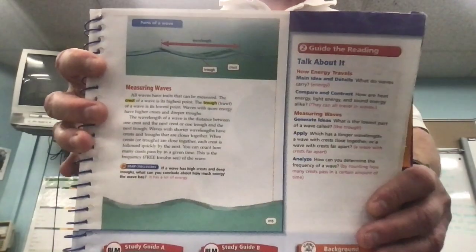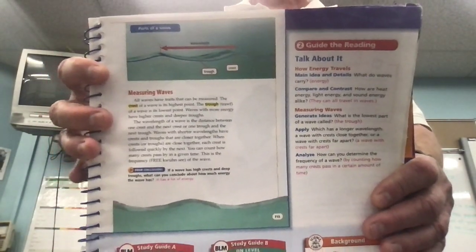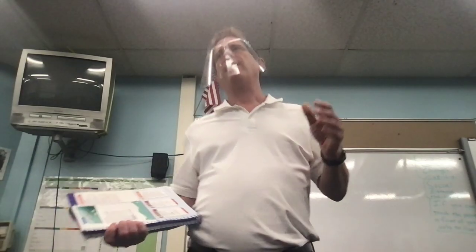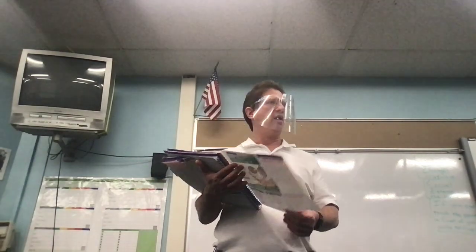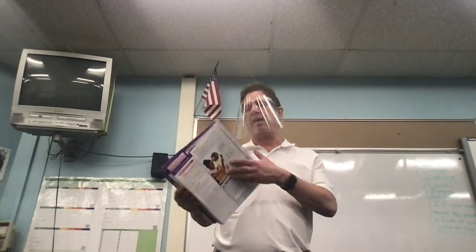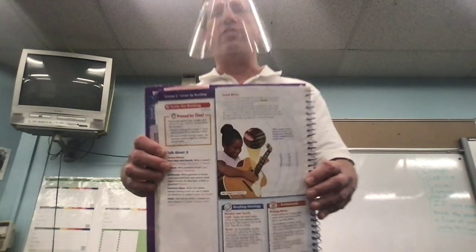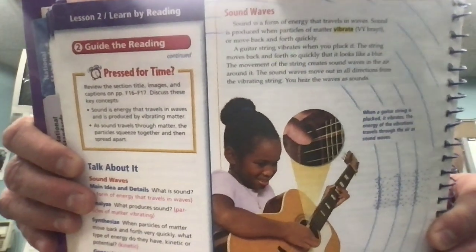When the crests or troughs are close together, each crest is followed quickly by the next. You can count how many crests pass in a given time. This is the frequency of the wave. So guys, we can measure how strong waves are, their frequency, their crests, their troughs, and we can tell how strong that wave is, whether it's water or sound. It could be many different things, wavelengths of sound. On this page, we see a picture of a girl playing a guitar, and she is creating sound waves.